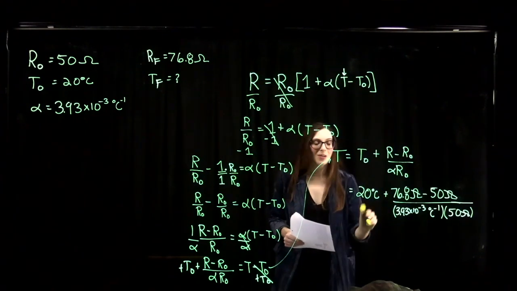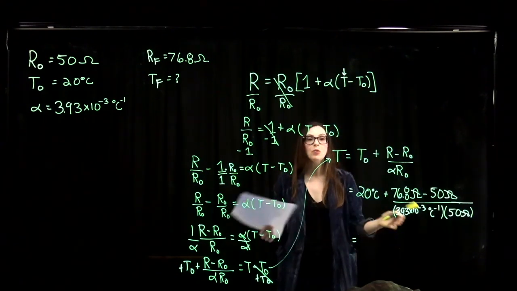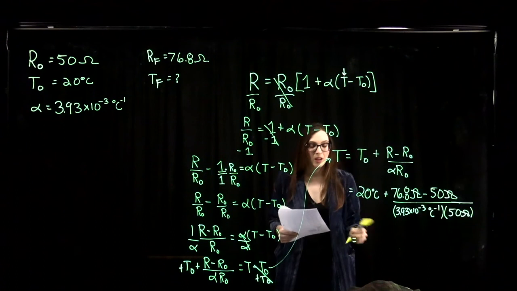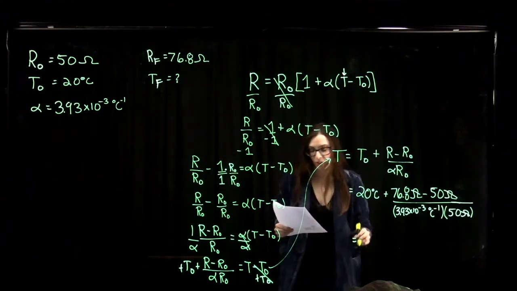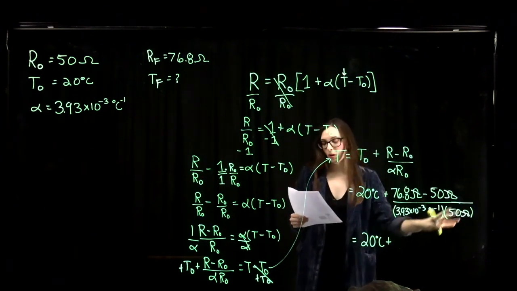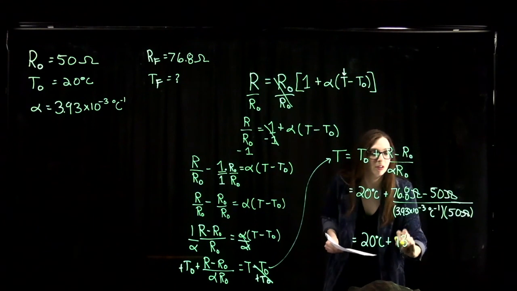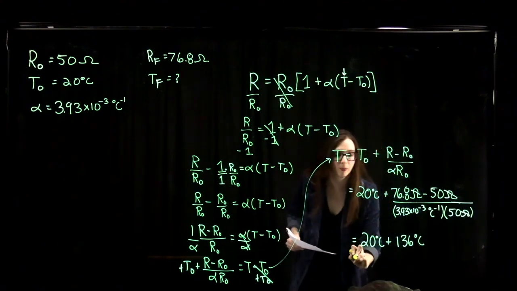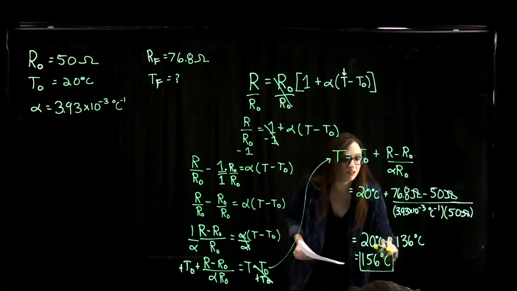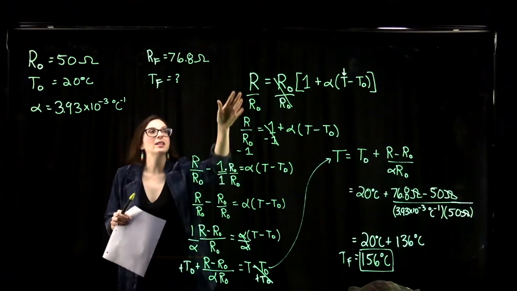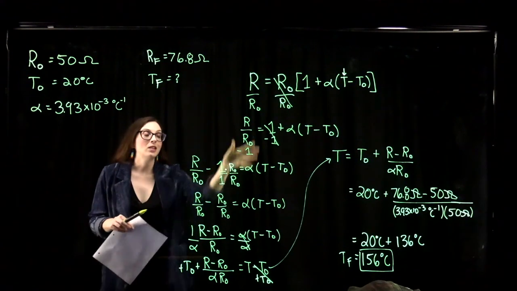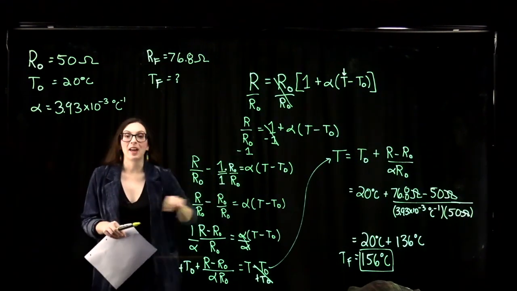Our answer then is going to be in units of Celsius, so we don't have to worry about converting these degrees Celsius into Kelvin. And then our final temperature here is going to be 20 degrees Celsius plus this whole term here becomes 136 degrees Celsius. So our final temperature is 156 degrees Celsius. Then in order to solve this problem, we had to think about our equation for the temperature dependence on resistance, and we had to do a little bit of algebra in order to get our final answer.